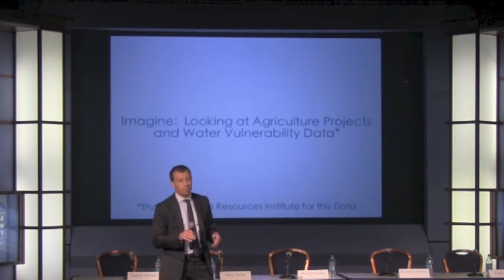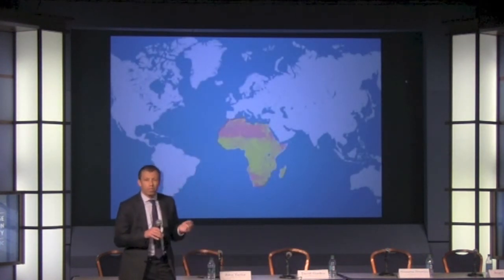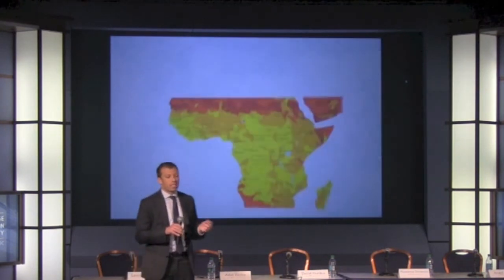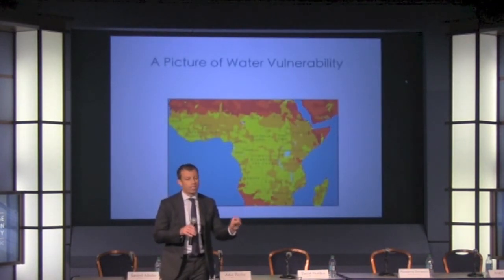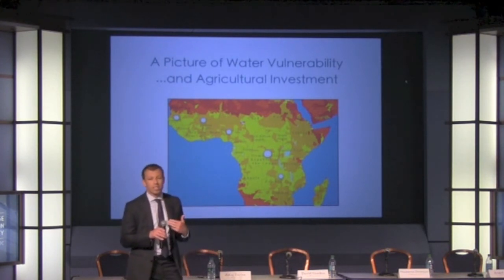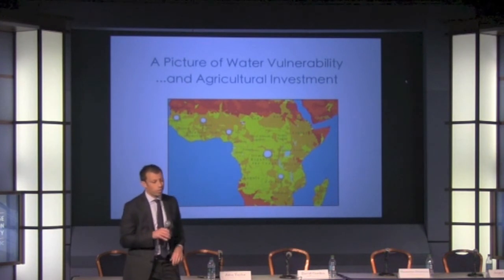Here's a simple example with data that comes from World Resources Institute. Imagine you look at water vulnerability data in Africa, right? Take a closer look and then layer our trade leads on top of that about agricultural investment. You can understand something about the response that's happening to water vulnerability around the world.